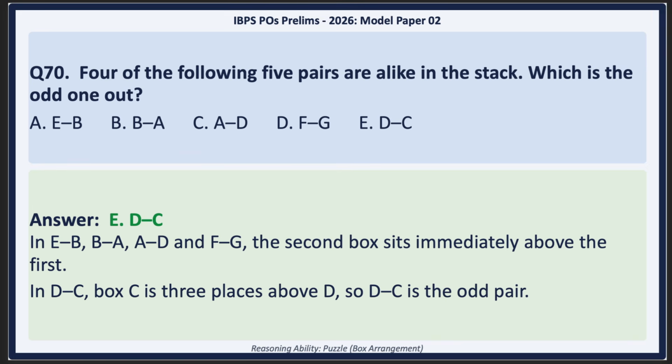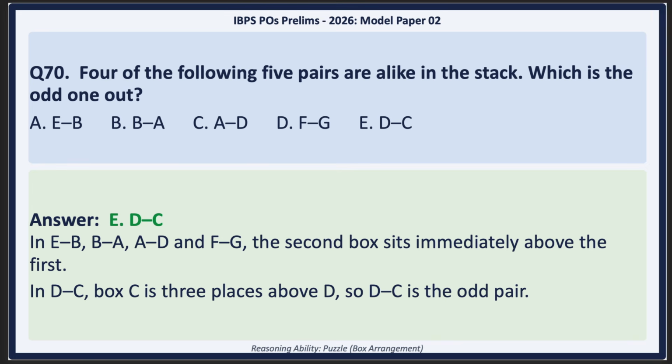But the final pair is DC. Wait, box C is way up at the top, like 3 places above D, so it breaks the pattern. It does. And breaking a visual pattern causes this tiny micro-stumble in your cognition, almost like missing a step on a staircase. Right. Identifying that stumble is exactly how you find the odd pair out.